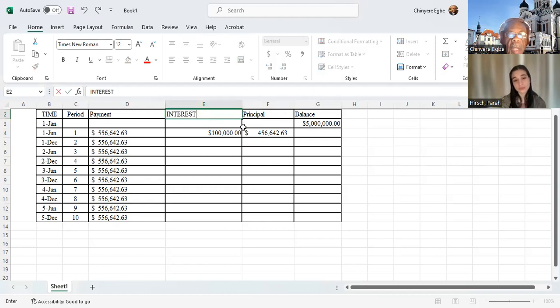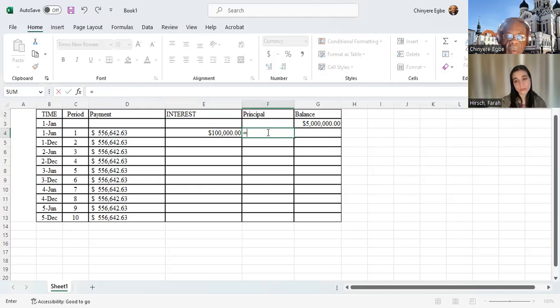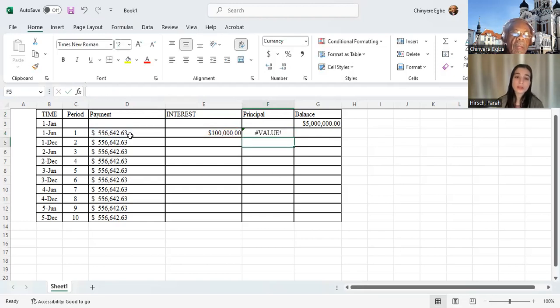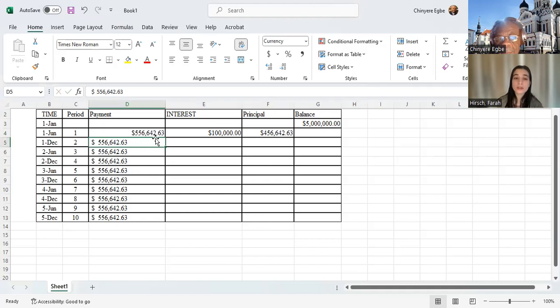Okay. So like I said, the bank will now give you credit after deducting the interest on the balance of your loan. So this will become equals your payment, which is D4 minus E4, which is your interest. All right, you see? So I have to go and retype this 556,642. It's the same issue. 556,642.63. There we go.